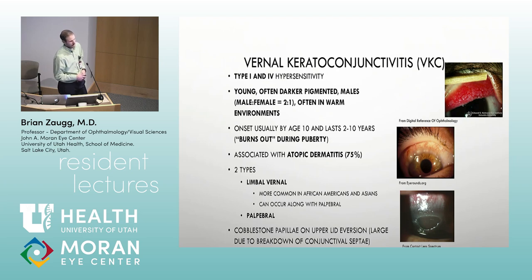This is kind of your link to it. So somebody who has a really bad sort of atopic dermatitis, they're going to kind of go down that path of trying to get you to think about more systemic issues. There's kind of two types. There's some that are just right at the limbal sort of involvement, and then some that are more on the lids. So it's this cobblestone papillae that is the big one, and they have these huge septae in between them that separate those papillae out. Okay, so that's vernal conjunctivitis.